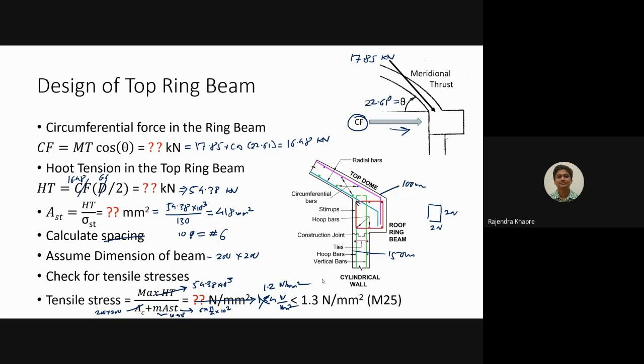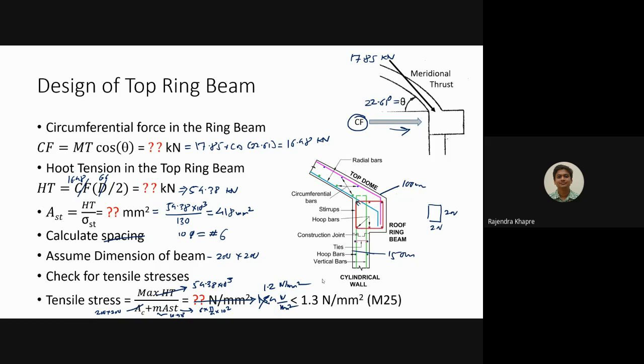As per IS 456, whatever nominal shear reinforcement is required, you have to provide in the form of stirrups. It is required not to resist the shear, but just to keep the bars in position.